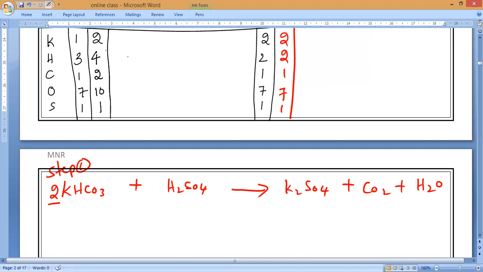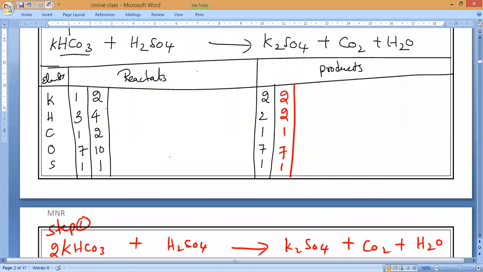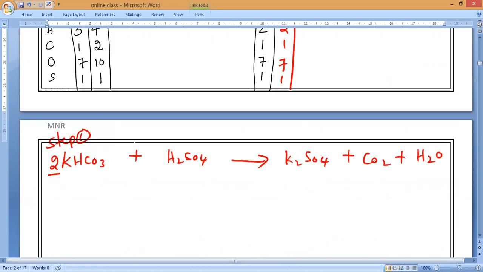So I tried to balance the potassium, but hydrogen also became imbalanced. Have you checked it? Yes. So now you check it. First step is potassium, I tried to balance it. Next, what do I have to balance, guys? Hydrogen. Correct or not? Hydrogen here, 4 are there, but this side 2 is there.